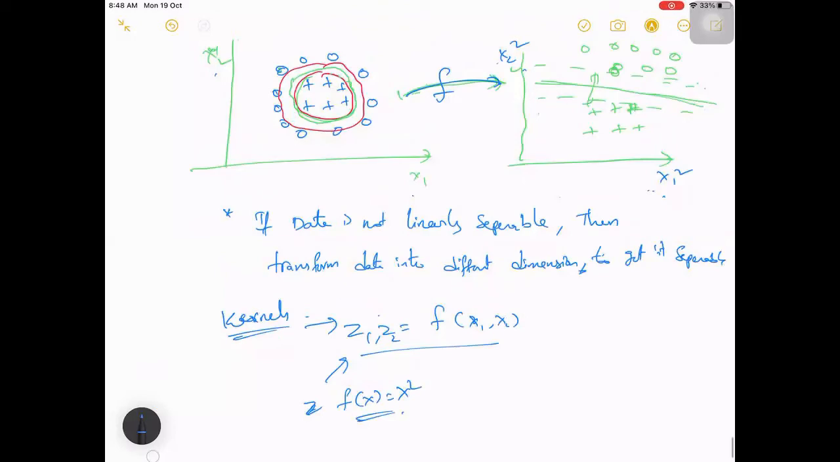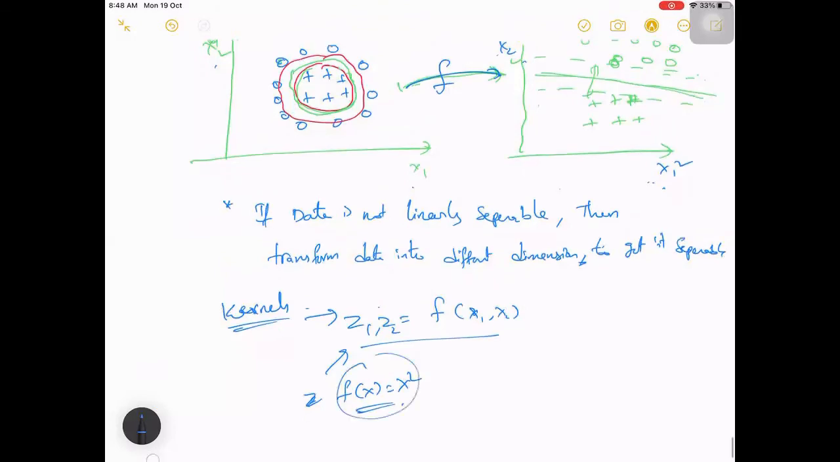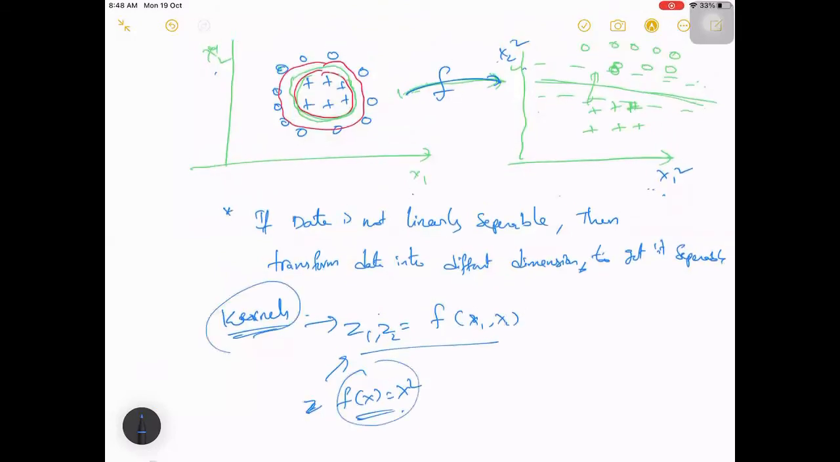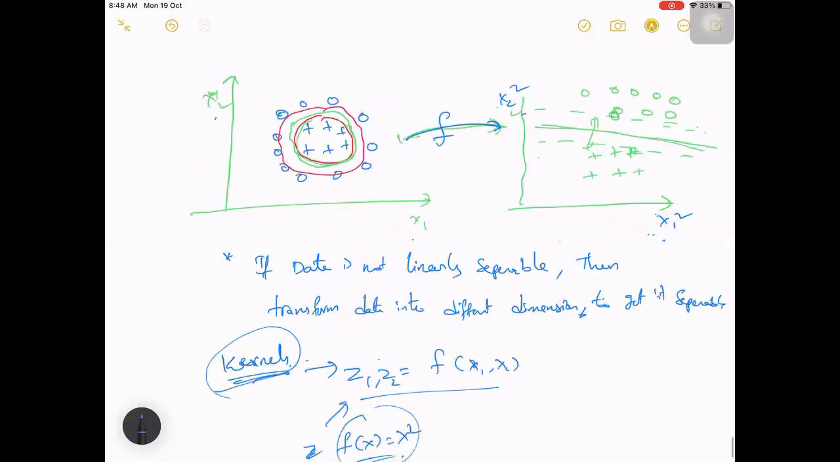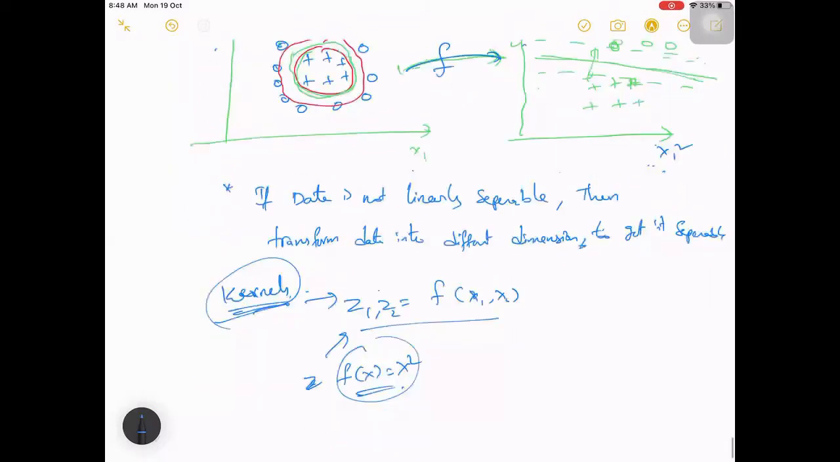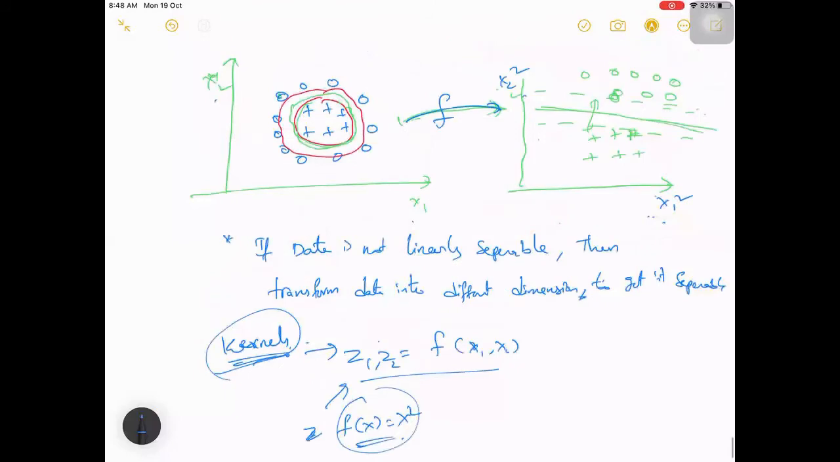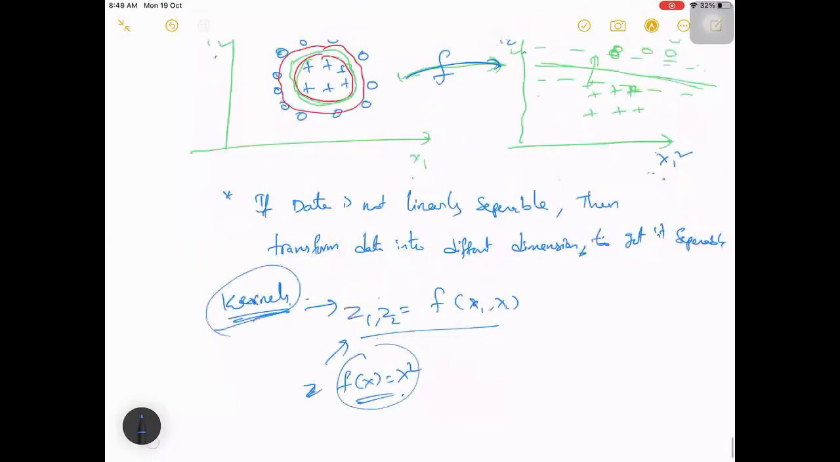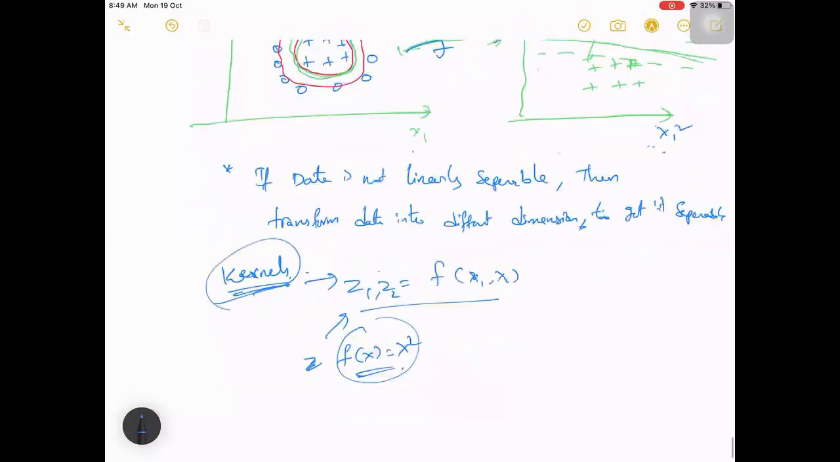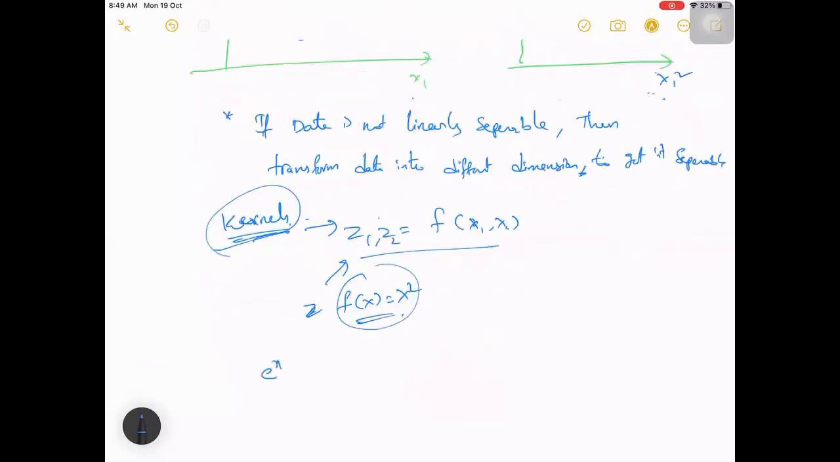But in most cases it won't be just a square or something, it can go to a very high dimension. So we call these kernels, which will transform your data into different dimensions. And then, okay, this is the kernel space, this is your data space. This is one more thing we should be learning: let's say some data you have and you are not able to find a proper separation.